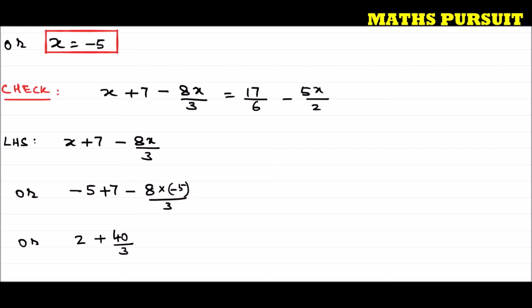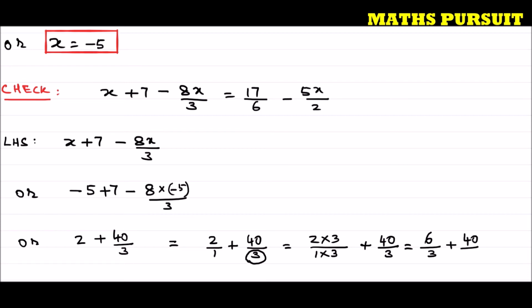We got 2 plus 40 upon 3, or that is equal to 2 upon 1 plus 40 upon 3, which is equal to 2 into 3 divided by 1 into 3. I want to make the denominator 3 because the highest denominator that we have is 3. In order to make this denominator 3, I need to multiply the denominator and numerator by 3. So I multiply 2 into 3 divided by 1 into 3 plus 40 by 3, which is equal to 6 upon 3 plus 40 upon 3.